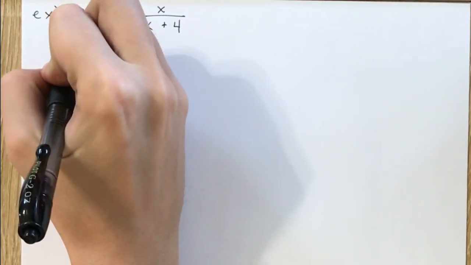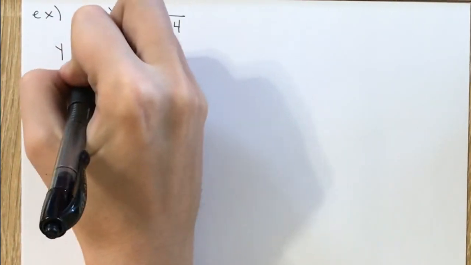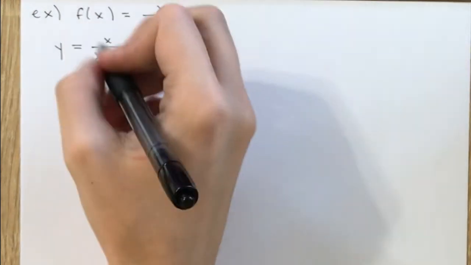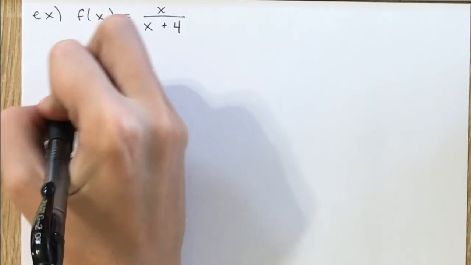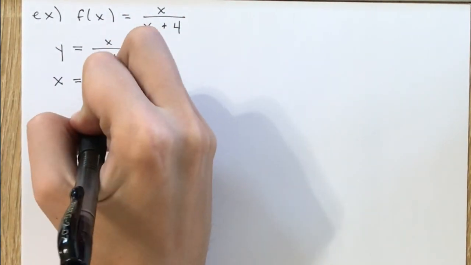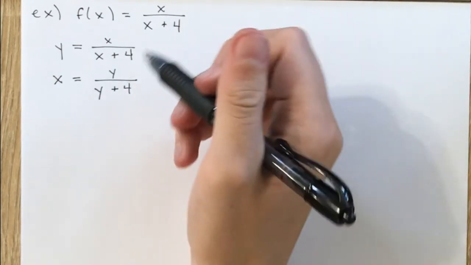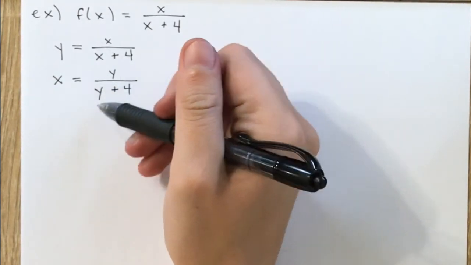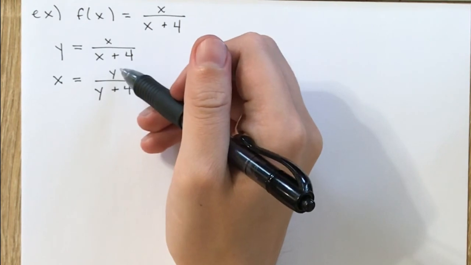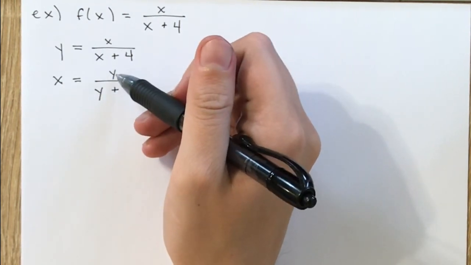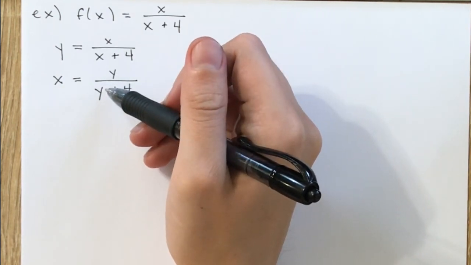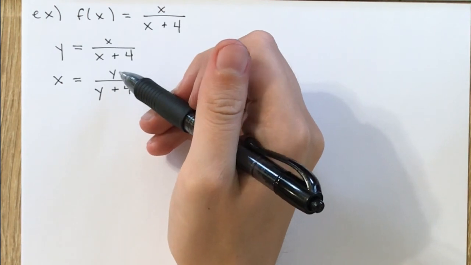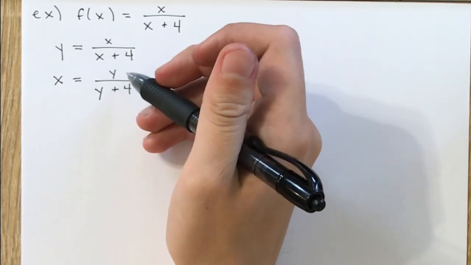So we replace f of x with y. So we have an input and an output variable. Then we swap our input and output variables. So we have x equals y over y plus 4. Now this is why it's more tricky to deal with two x values than to deal with one, because now we have to get y by itself, but there's two of them. Seems like it might be kind of impossible, but it's actually not. So let's give this a shot.